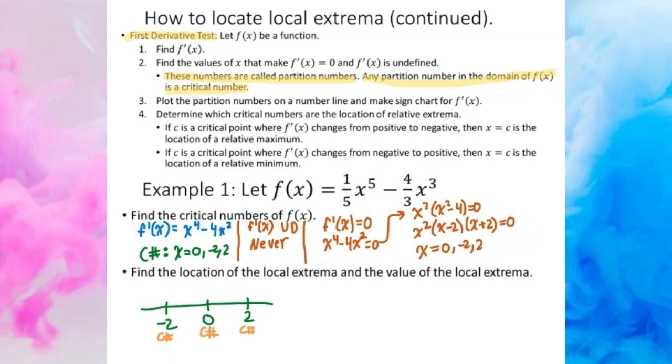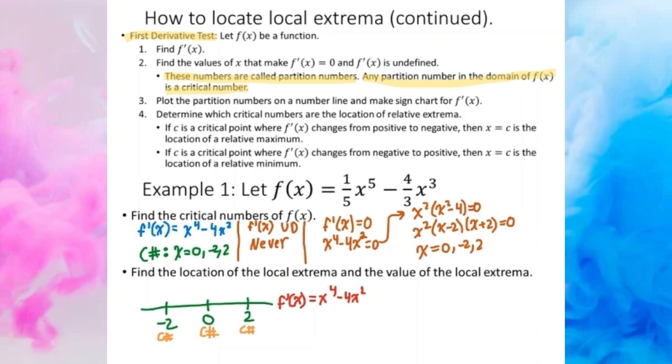And we're going to use this number line to create our sign chart of our derivative, which was x to the 4th minus 4x squared. The sign chart was what we used back in Unit 1 to find the domain of a function that involved a radical. So if you recall, to make our sign chart, we're going to take sample numbers within each interval that is formed by our partition numbers and plug them into the derivative. Then we're going to determine if that value would be positive or negative.